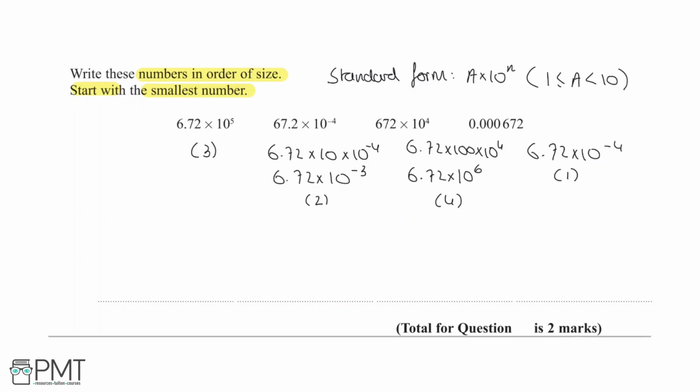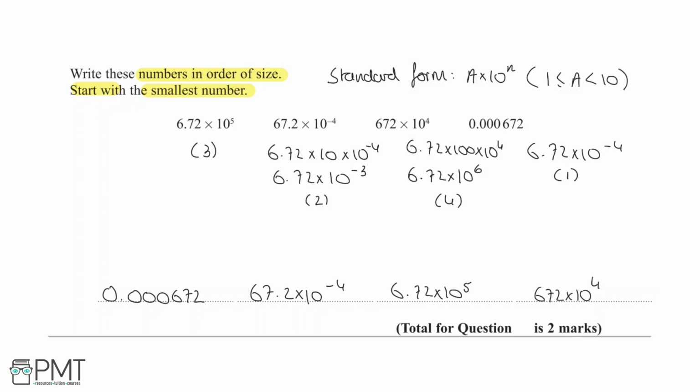Okay, now we can write this in our answer space. So the first one is going to be 0.000672. We are then going to have 67.2 times 10 to the minus 4. We will then have 6.72 times 10 to the 5. And finally, we will have 672 times 10 to the power of 4.